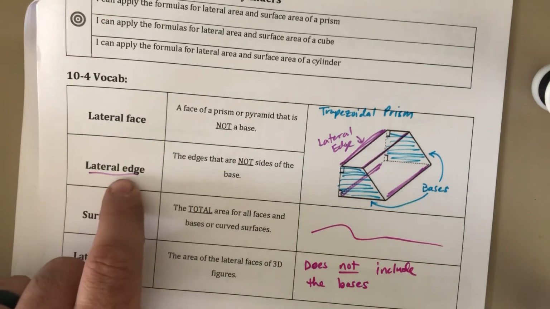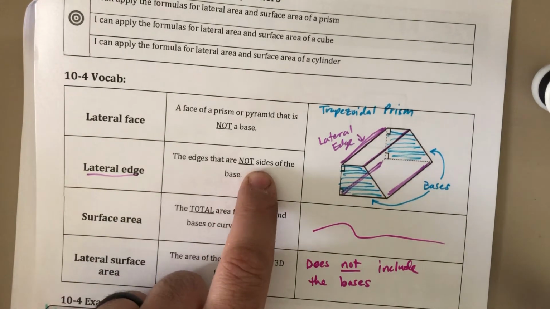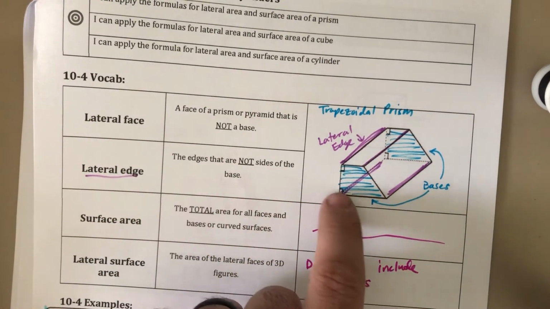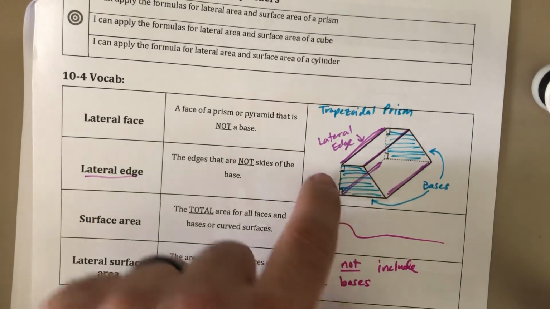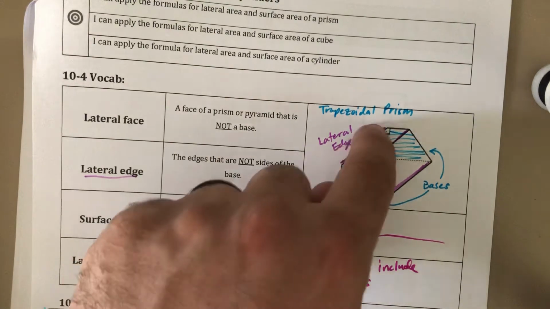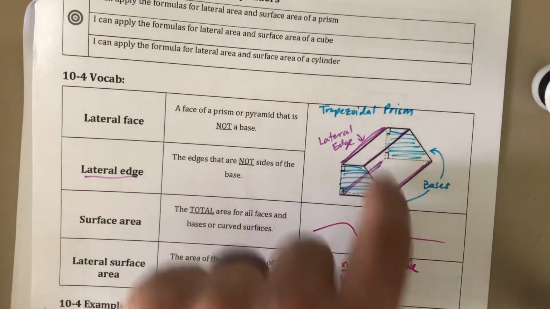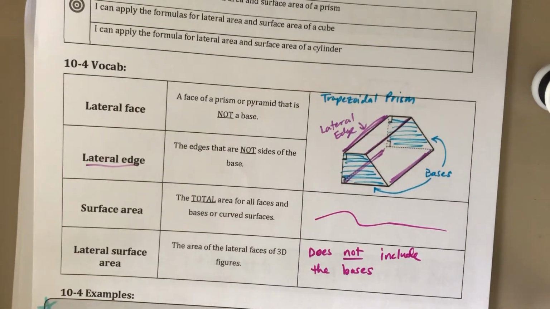And then lateral edges are the edges that are not sides of the base, right? So here's the base, this trapezoid, so none of these sides are considered a lateral edge. It's these guys. The ones connecting the bases are your lateral edges, okay?